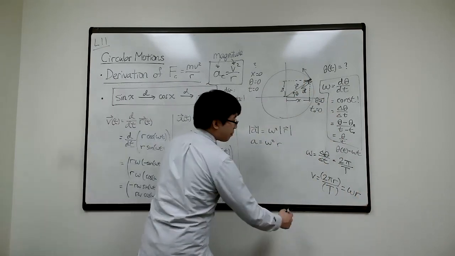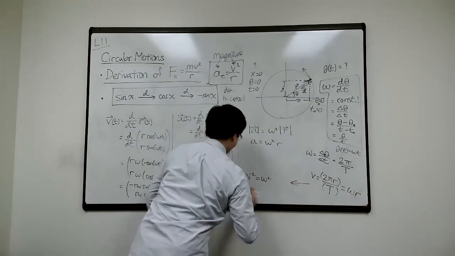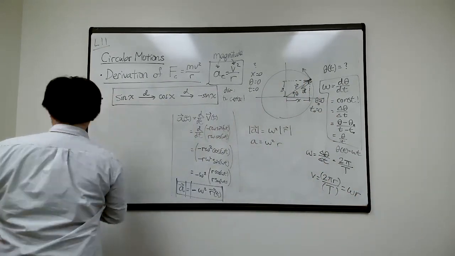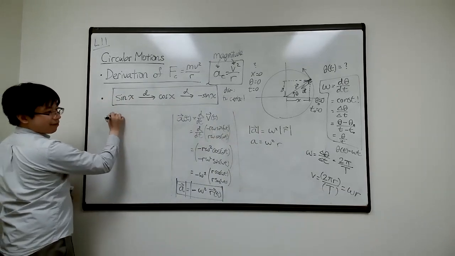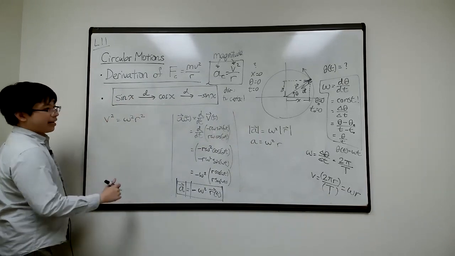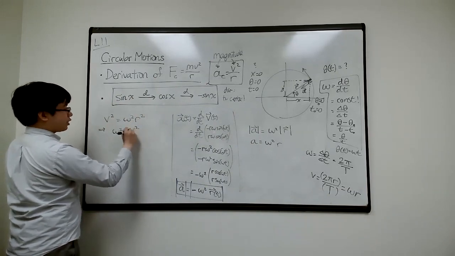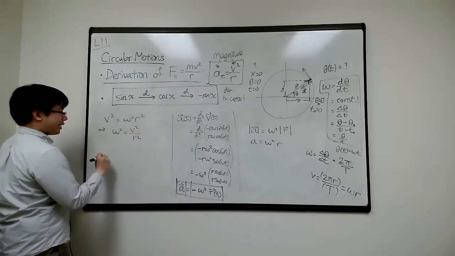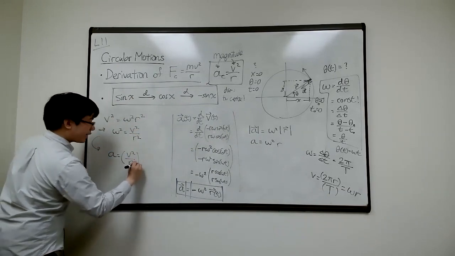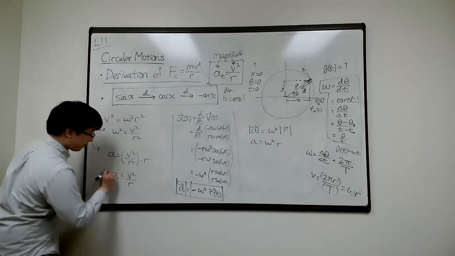All right, so what if I square both sides? I square both sides. I have v squared equals omega square r square, like this. And that means omega square is v square over r square. If I plug this back into the a, a is v square over r square times r. And you can see the magnitude over here is v square over r.